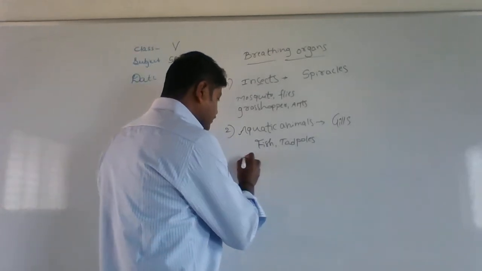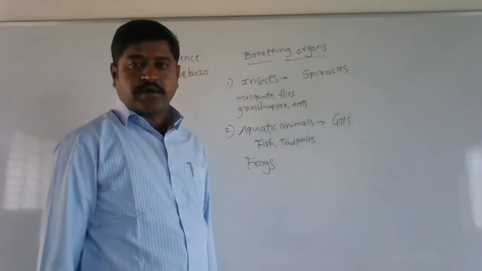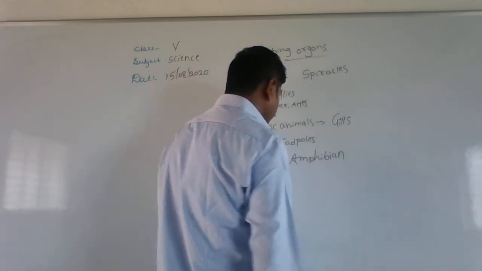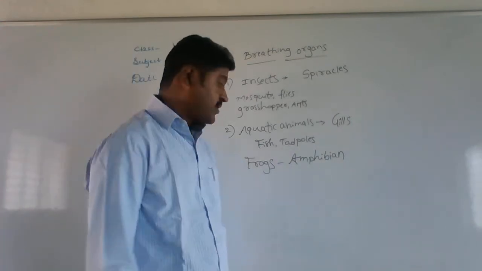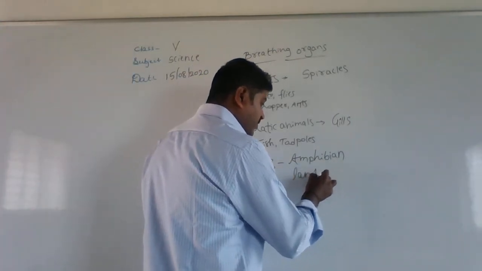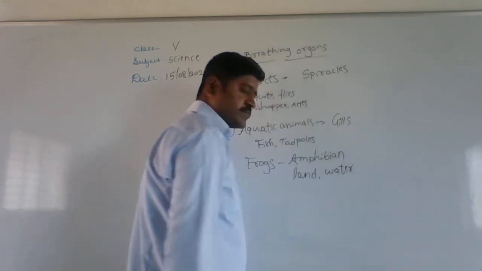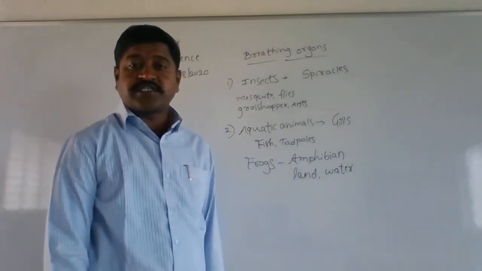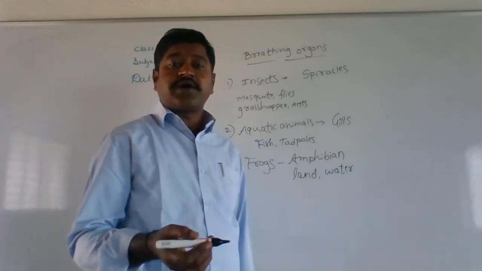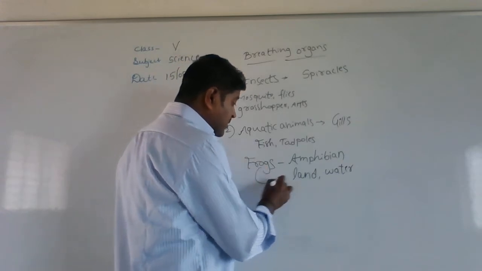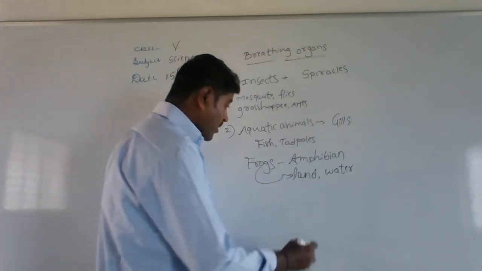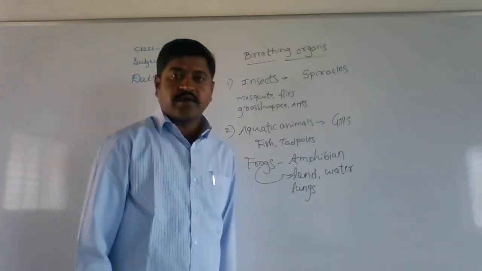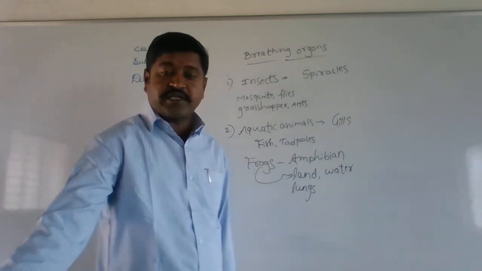Remember, frog is popularly known as an amphibian. Amphibian means what? It is an organism which lives on land as well as in water. So when this frog is on land, what is it doing? It is breathing through its lungs. When it is on the land, it is breathing through its lungs.